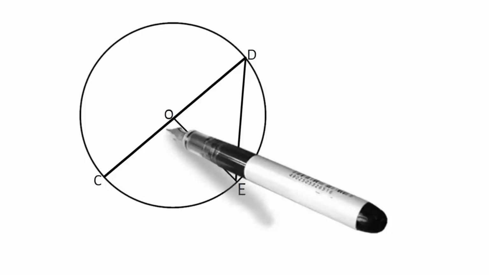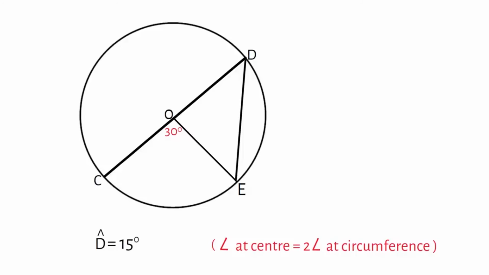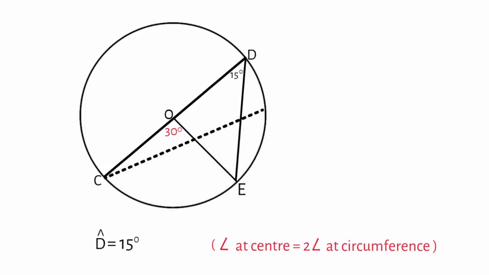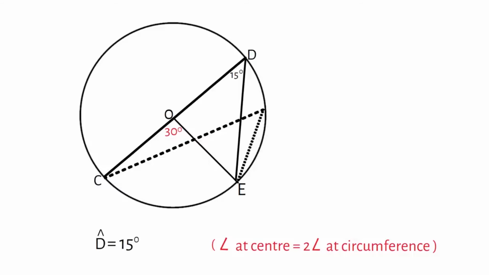Now if angle O is 30 degrees, we can conclude that angle D is 15 degrees. Reason being, angle at the center is 2 times the angle at the circumference. Now let's assume they move point D with C and E fixed or still in the same position. If they move it further down, we'll get this dotted line shape, which looks like a zigzag, and then apply the theorem. Angle at the center is 2 times the angle at the circumference.